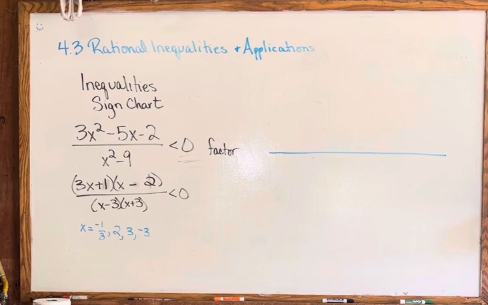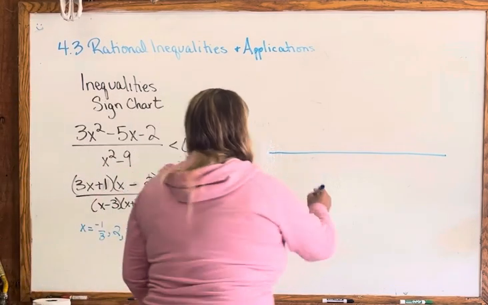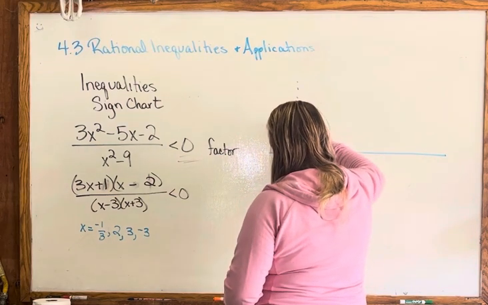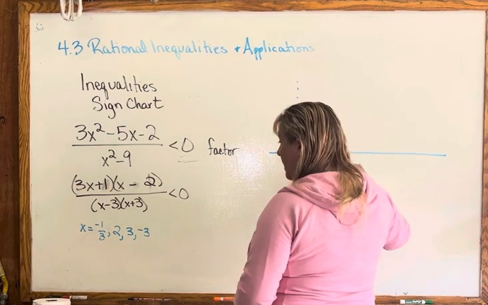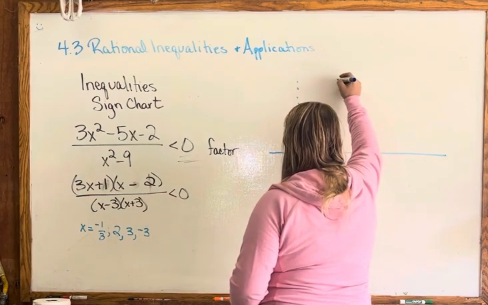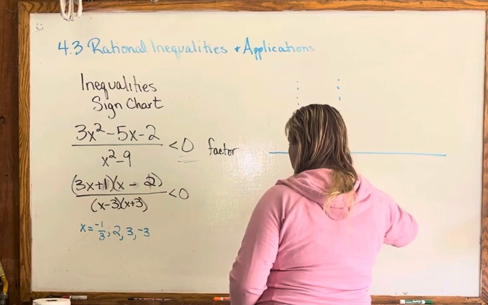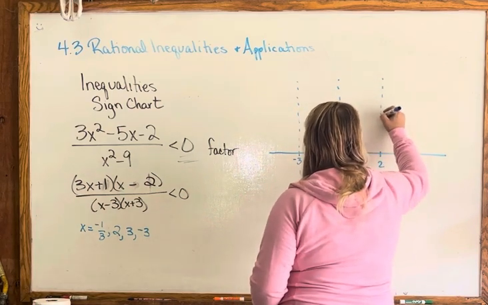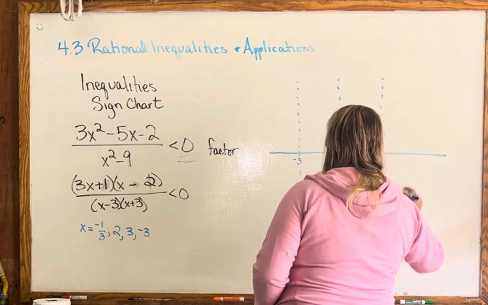And remember, they need to come in order, not in that order, in numerical order. So negative 3 is here. And then negative 1/3, and it doesn't need to be to scale or anything, just get them in order. 2, and 3.